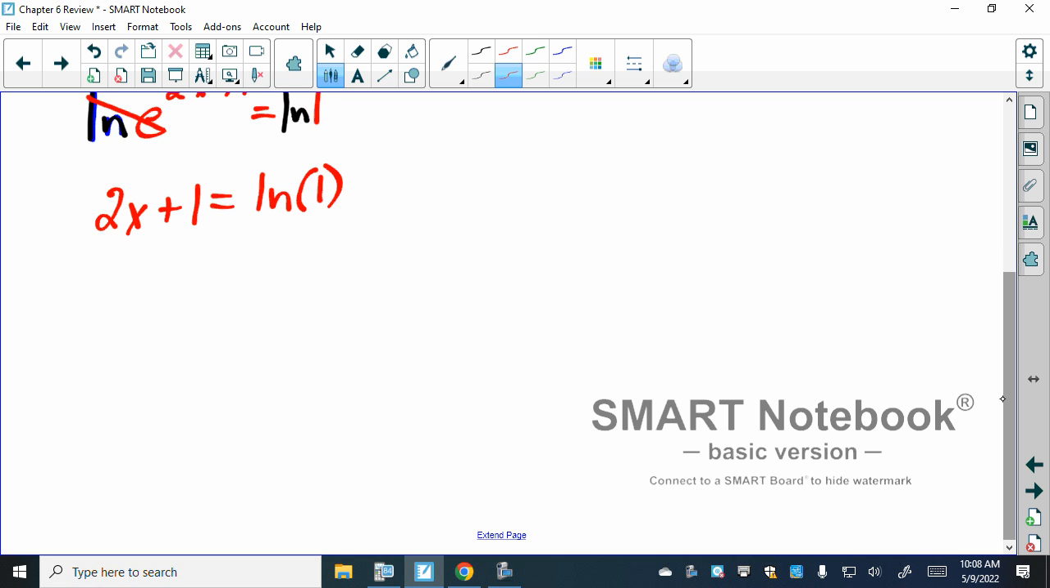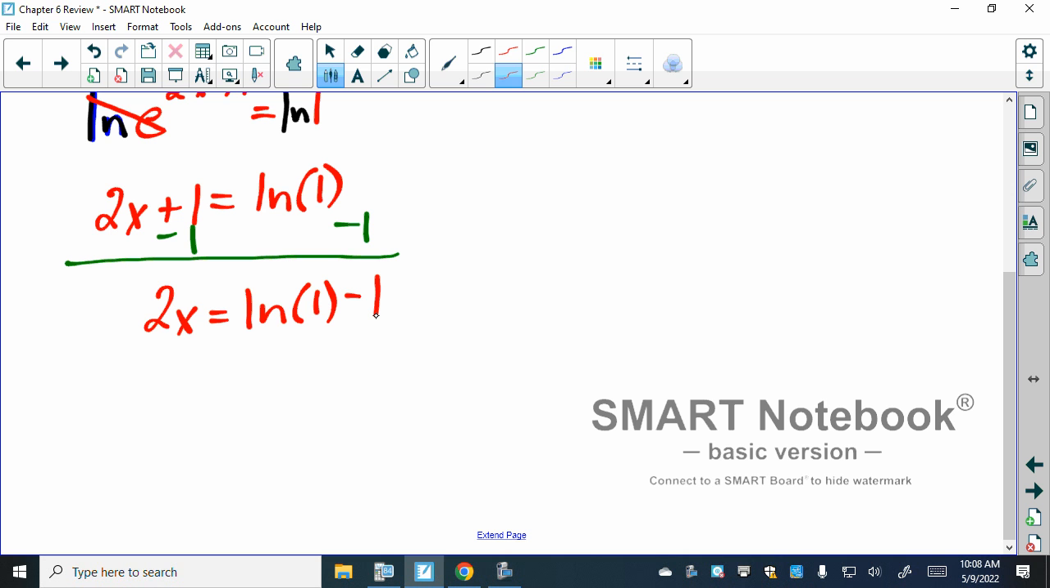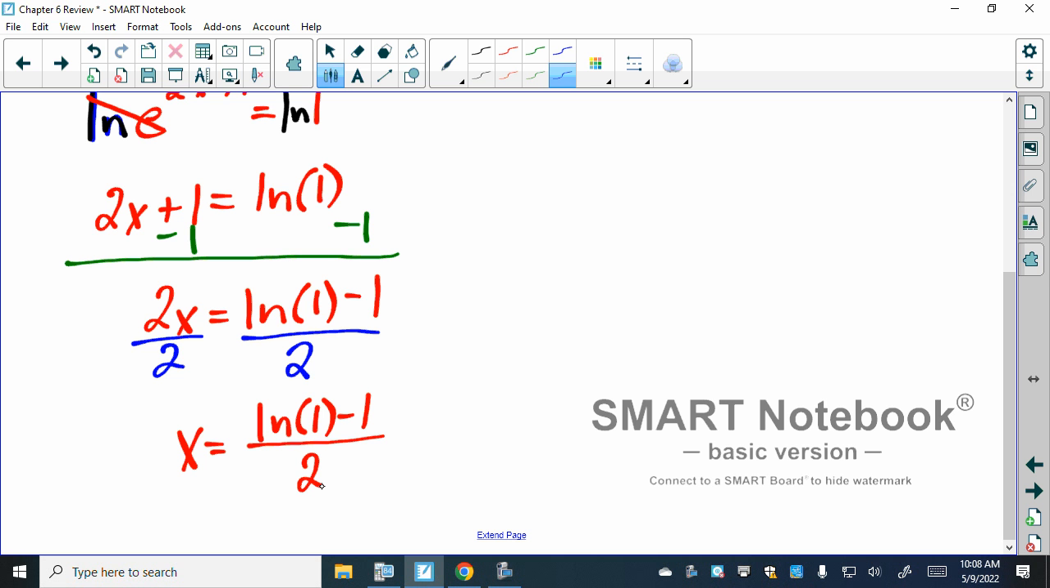Now we just need to solve for x. So the first thing we can do is subtract 1 from both sides, telling us 2x is equal to the natural log of 1 minus 1. And last but not least, we would divide by 2, telling us x is equal to the natural log of 1 minus 1 over 2. Actually, if we plug that into the calculator, we get negative 1/2.